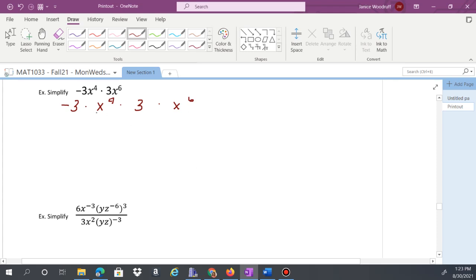So take care of the x's first. X to the 4th times x to the 6th, that's going to be x to what power? 10. Good. So we're adding them. And then this is just negative 3 times 3. So what's negative 3 times 3? Negative 9. So that's negative 9 x to the 10th. So you're just going to add the exponents, multiply the numbers.